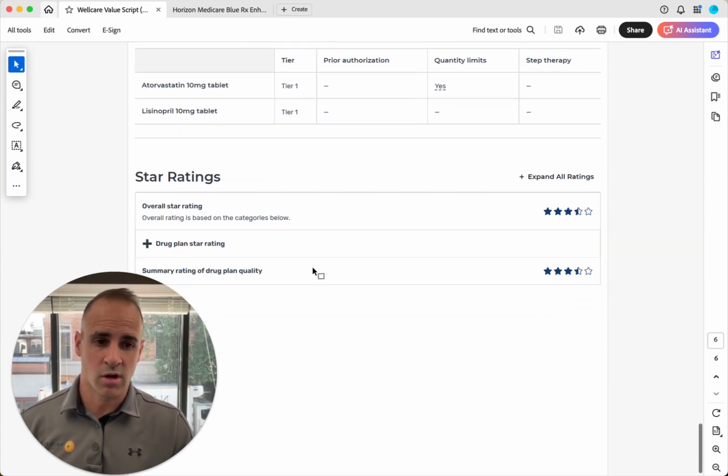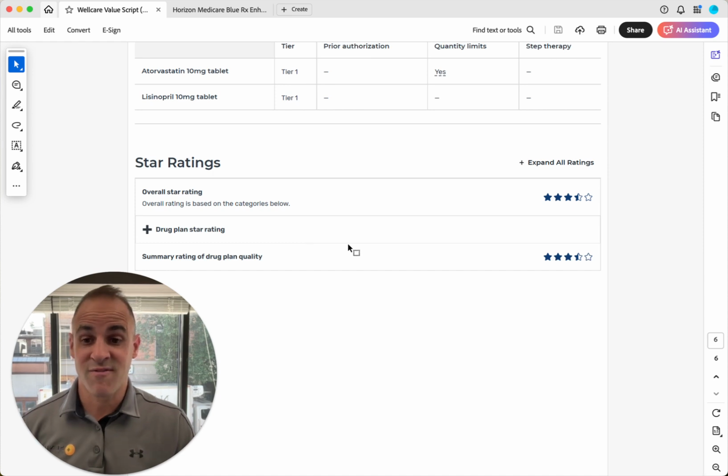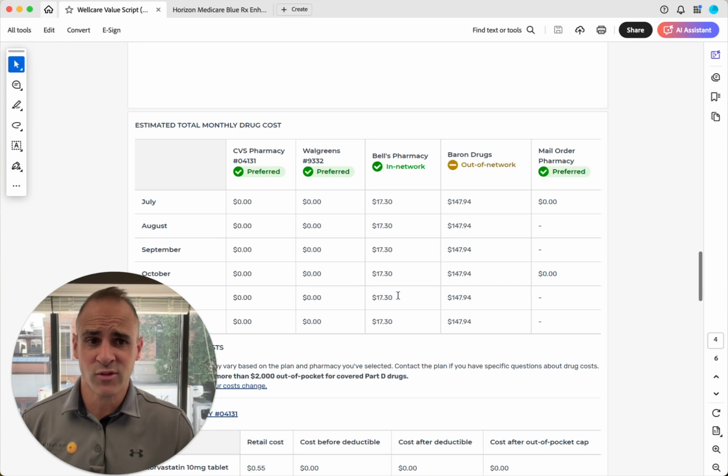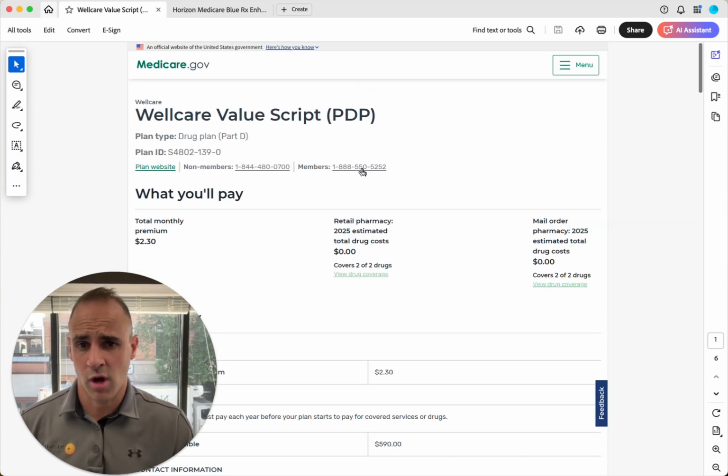And then comes the star ratings. Medicare has a 5-star rating system. However, none of these plans get 5 stars for the drug coverage. The highest ones in this particular state are actually 3.5 stars. So that's generally the best we see on these drug plans for the star ratings. Okay, so that's one example. Very low-cost drugs came up with this as the most cost-effective plan.